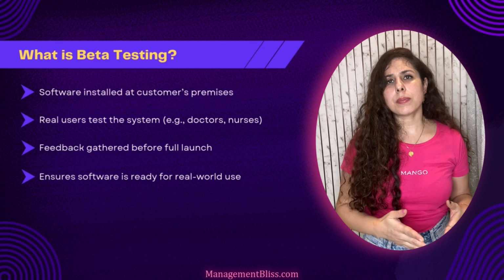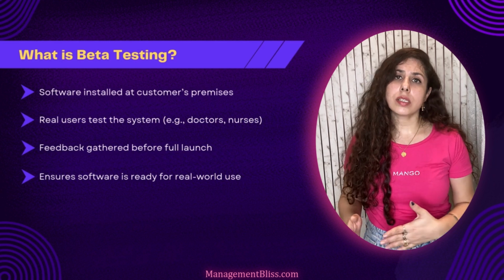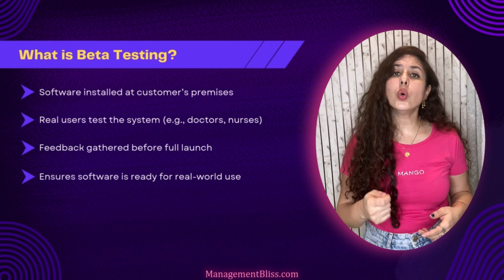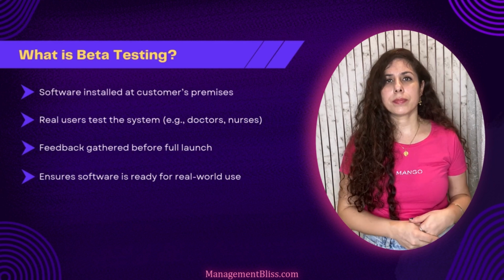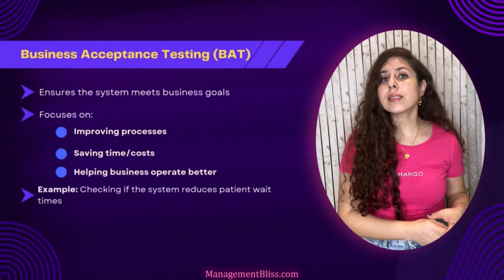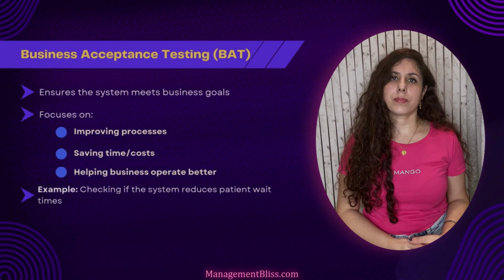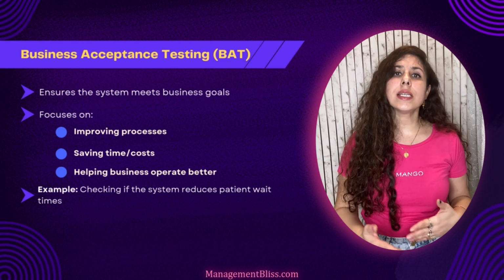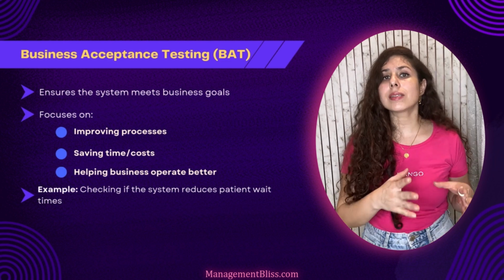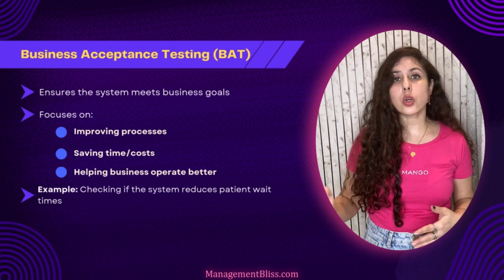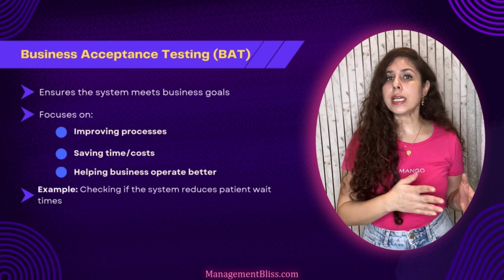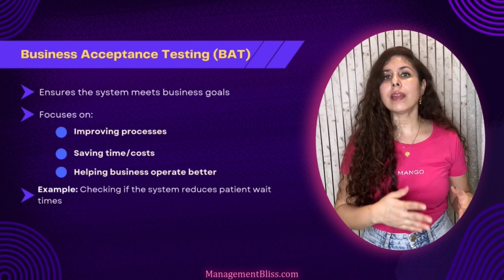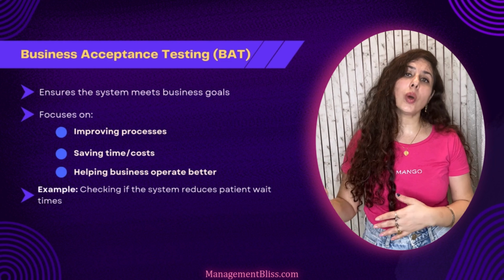So user acceptance testing is our last chance to make sure that the system is really ready for the people who will be using it every day. Now next is business acceptance testing. Business acceptance testing, or BAT, is all about making sure that the system meets the bigger goals, like if it helps the business in improving their processes and if it is actually going to help them.